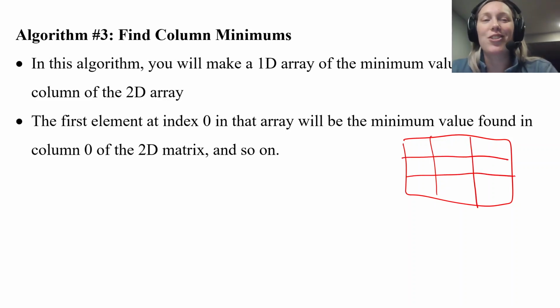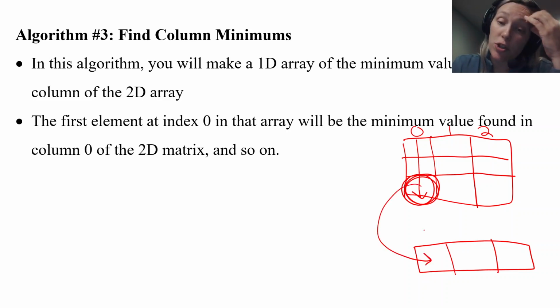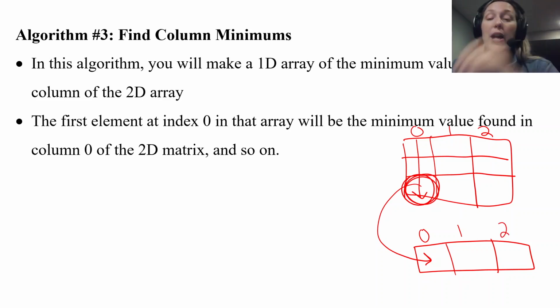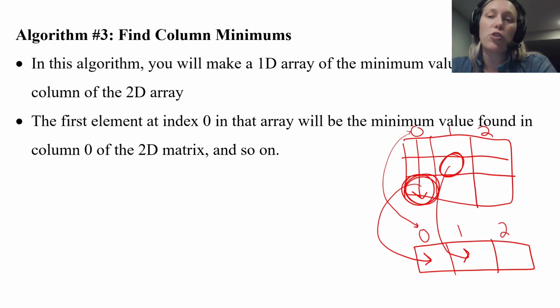I always love a quick sketch. Here are your columns. You're going to look through your columns and find the minimum value, wherever that is. Once you find that minimum value, you're going to put it into a one-dimensional array. What they're saying is that your column index corresponds to the index of your one-dimensional array. So if my minimum is here in column 1, it's going to go in index 1 of my one-dimensional array, and so on and so forth.